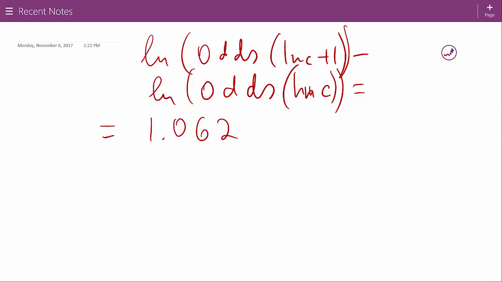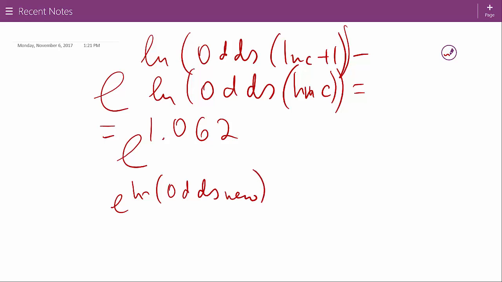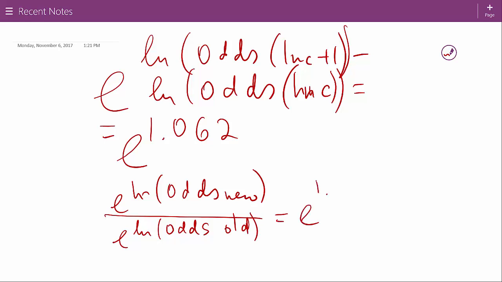So here, 1.062. And after that, I do a very simple trick. I raise e to the power of the left-hand side and also to the power of the right-hand side, and because they're equal, the results have to be equal as well. E to the power natural log of odds new, let me call it new odds, divided by e to the power natural log odds old, equals e to the power 1.062. So that basically is my slope for the income, beta for income.